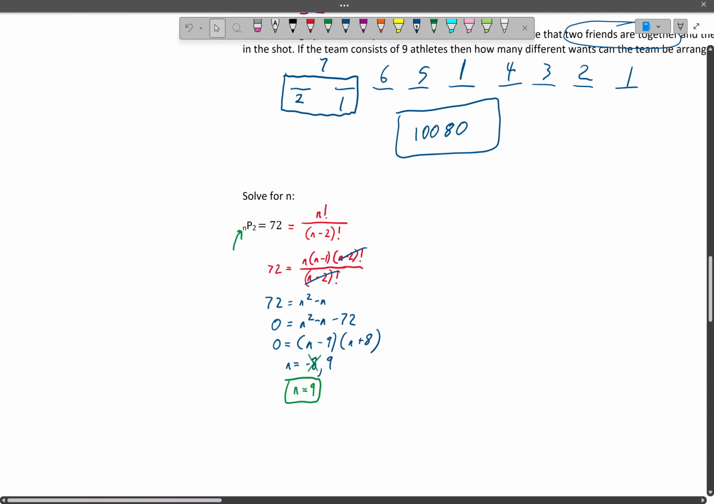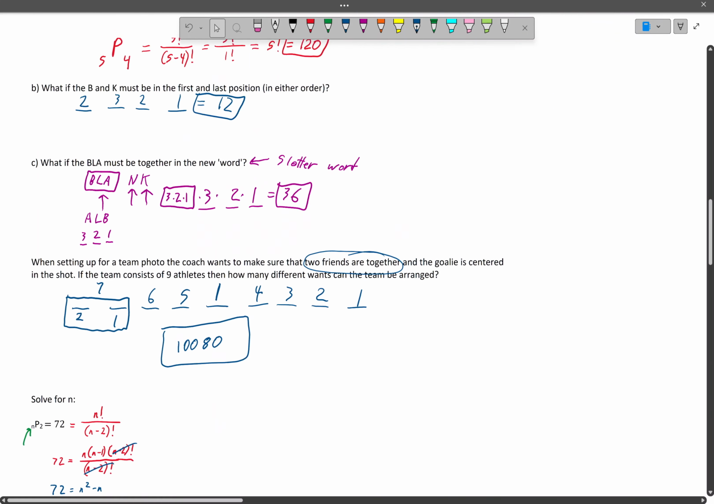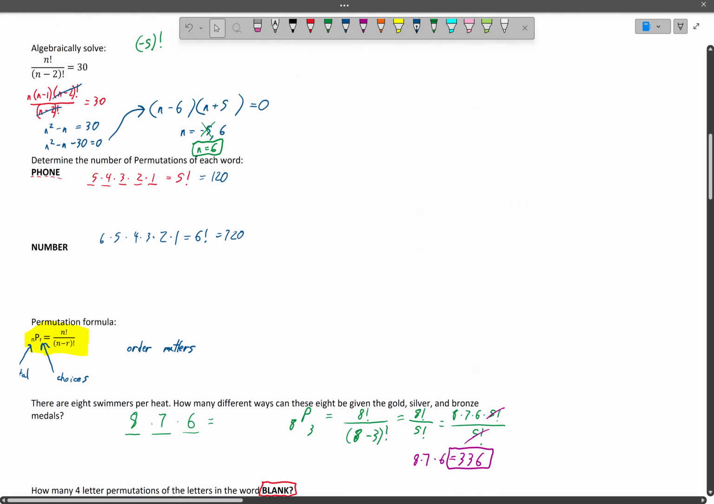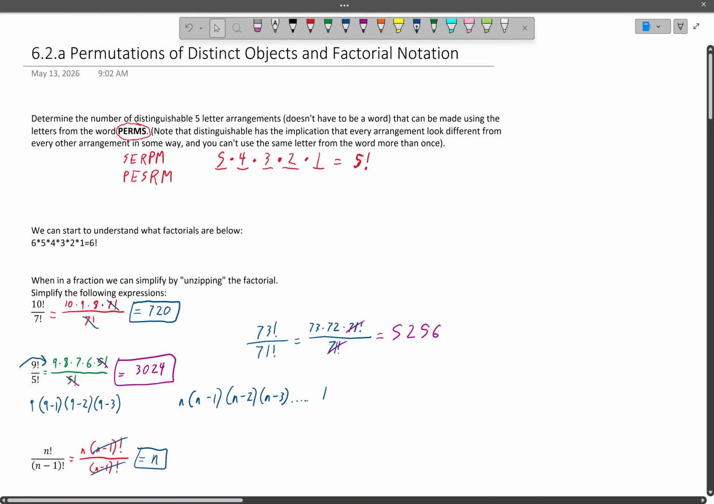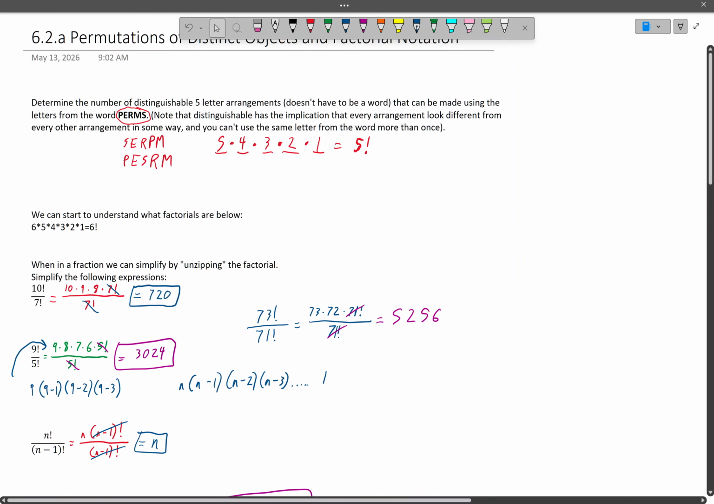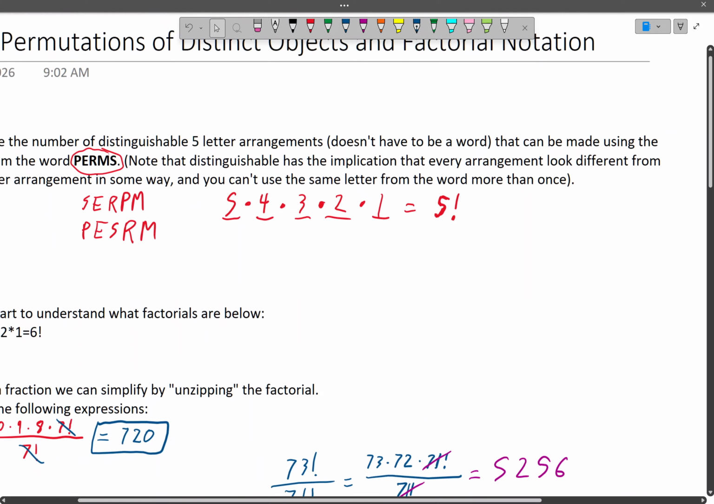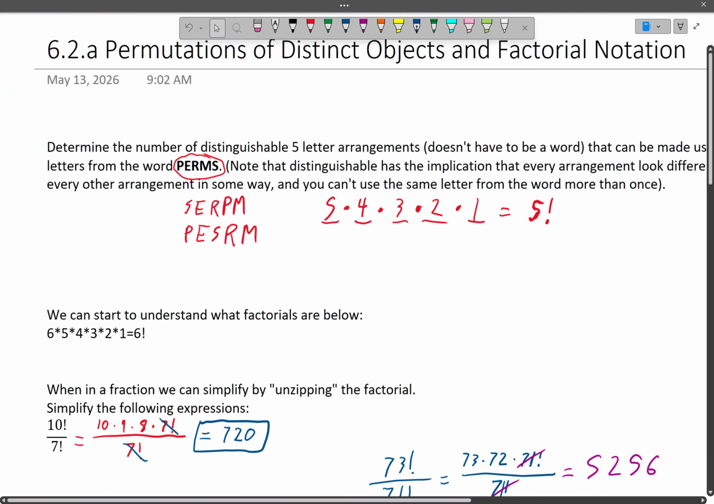All right. I hope this video helps you better understand perms with distinct objects, and usually no repeating, and what factorial notation looks like. Hope the video helped, and good luck.